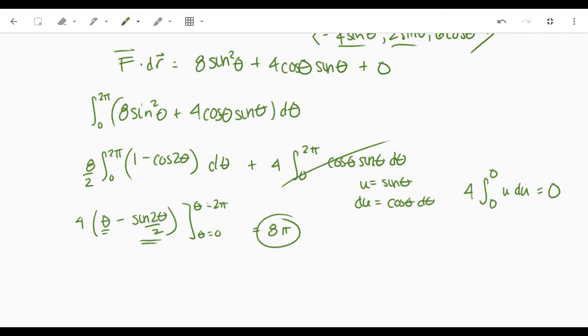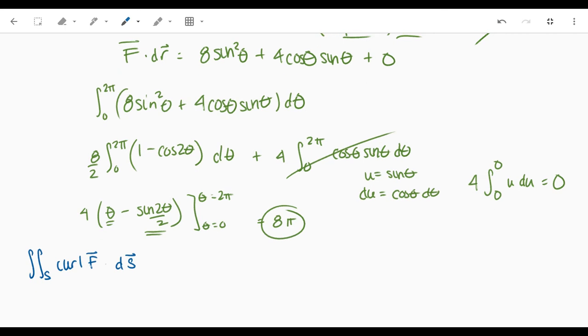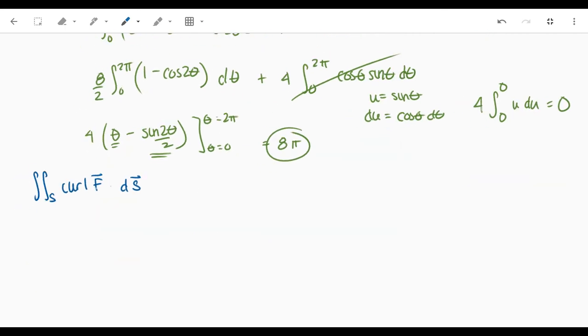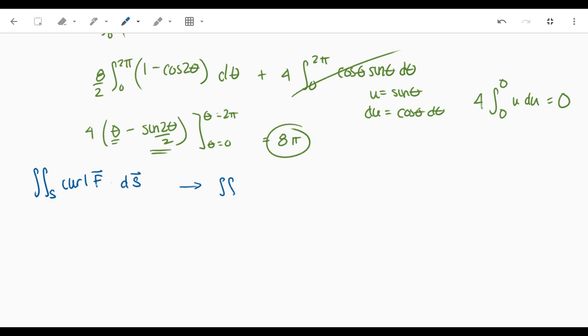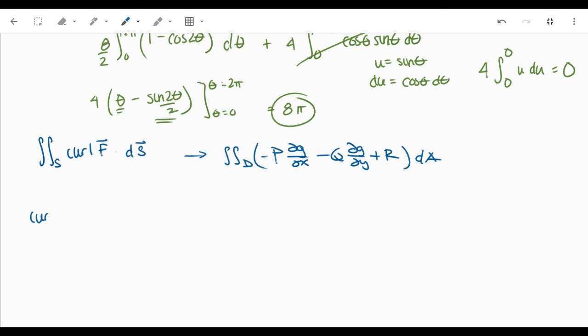Now we're going to do our second piece here and hope it comes out the same. Okay, our integral over the surface of the curl of f dot dS. And remember, we're going to use the integral over the region of negative p dg/dx minus q dg/dy plus r dA, where p, q, and r come from the curl.